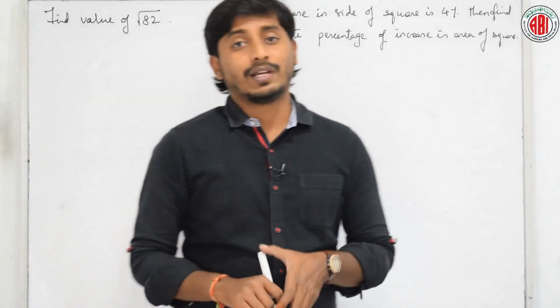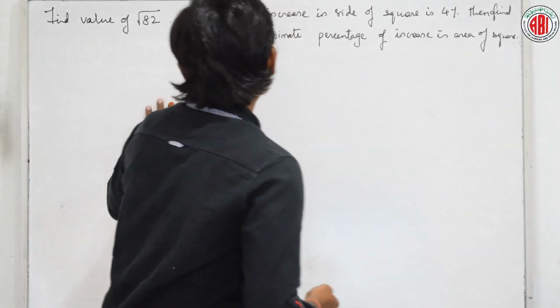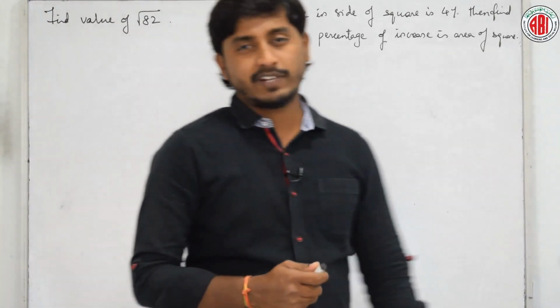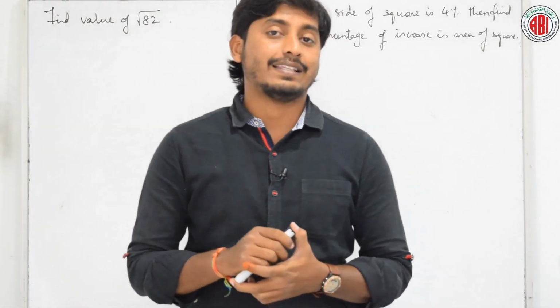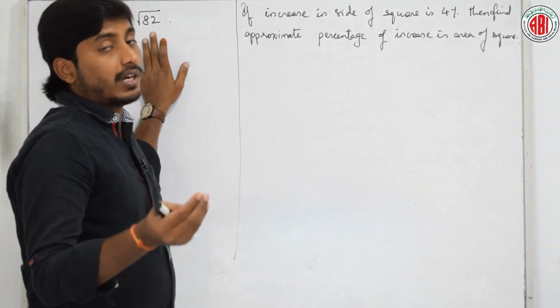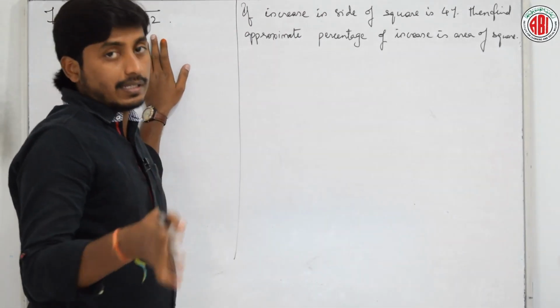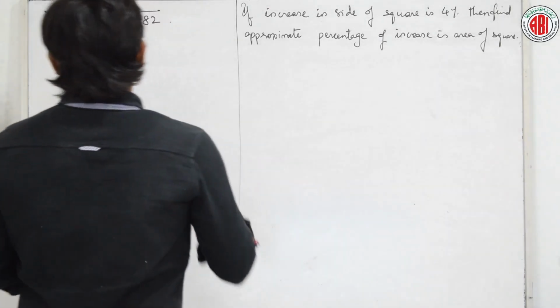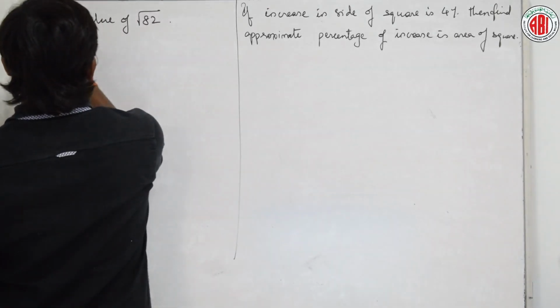Let's do. Look at this question here. He is telling to find the value of square root of 82. Is 82 a perfect square? Then how do we calculate the square root of 82? We know the nearby value, that is, we know the square root of 81, that is 9. So, how do we approximate it? This kind of question is very important.